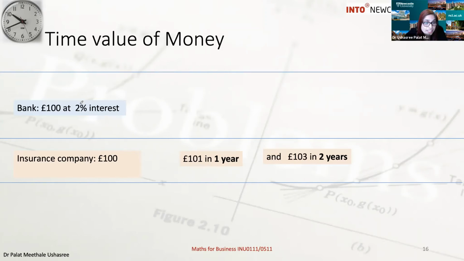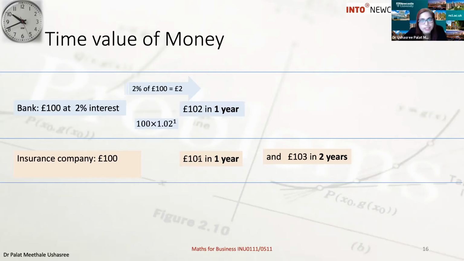The 2% interest. After 1 year, the bank will give you how much? 100 plus 2, which is equal to £102. This is obviously bigger than this, in this situation.